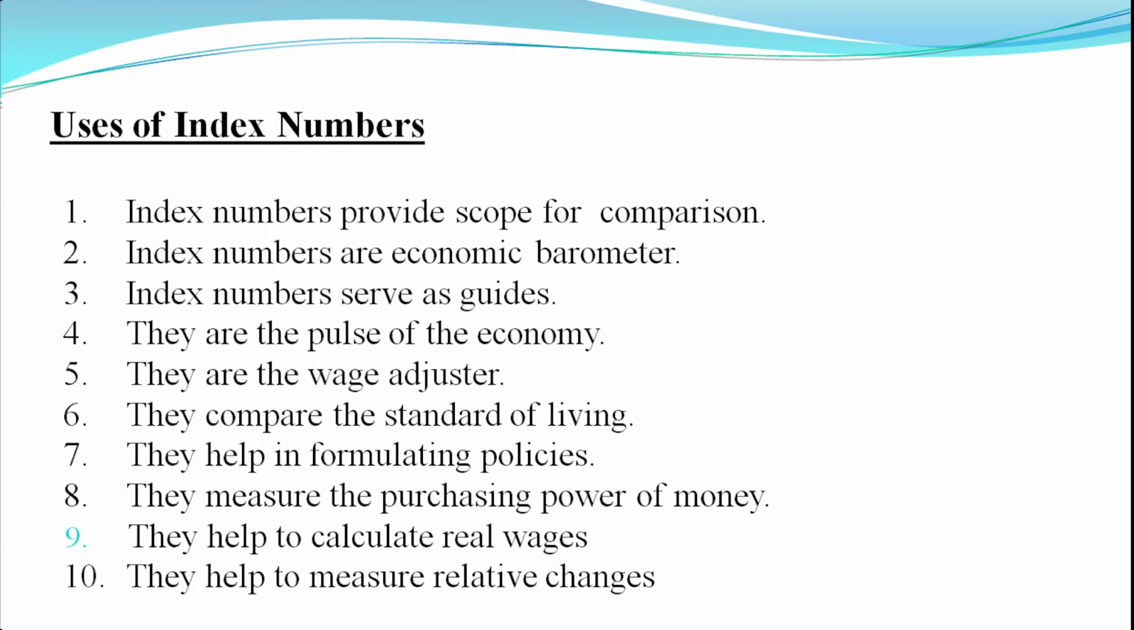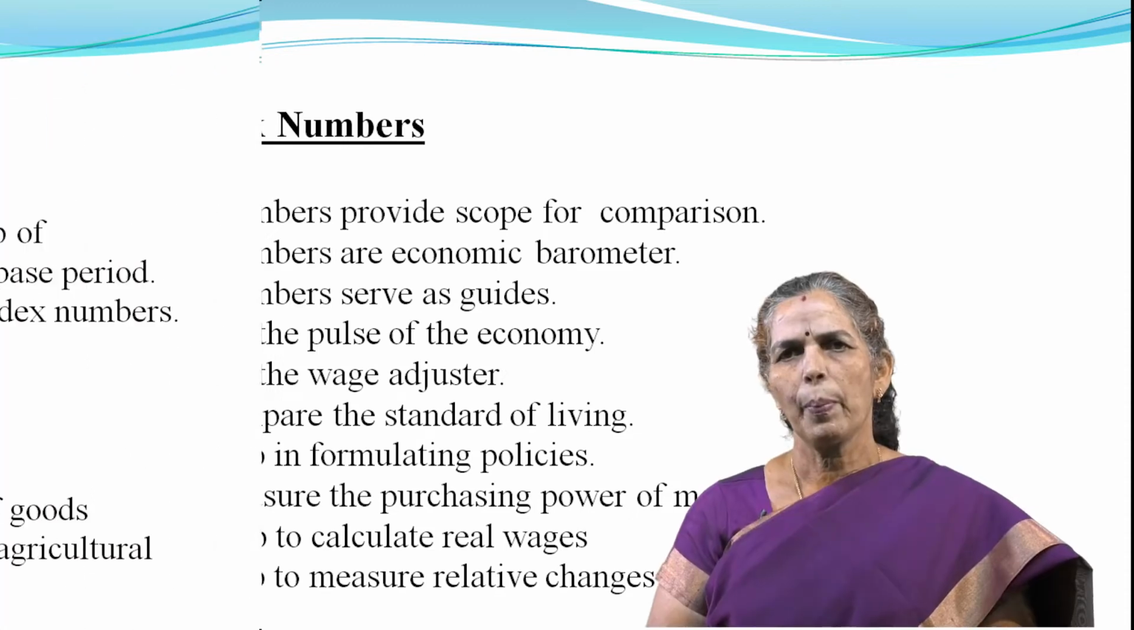They measure the purchasing power of money. Purchasing power of money is nothing but 100 divided by price index number. Next, they help to calculate real wages. Real wages is nothing but money wages divided by cost of living index number into 100. Next, they help to measure the relative changes. The value of one period, that is index number, can be compared with another period. That tells us what is the relative change that has taken place when compared from one year to another.